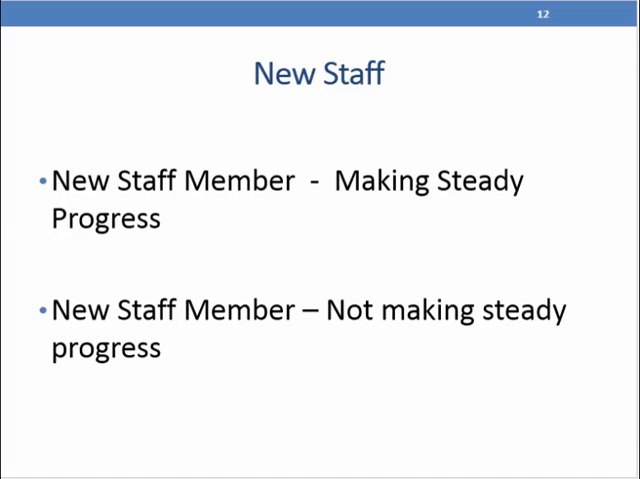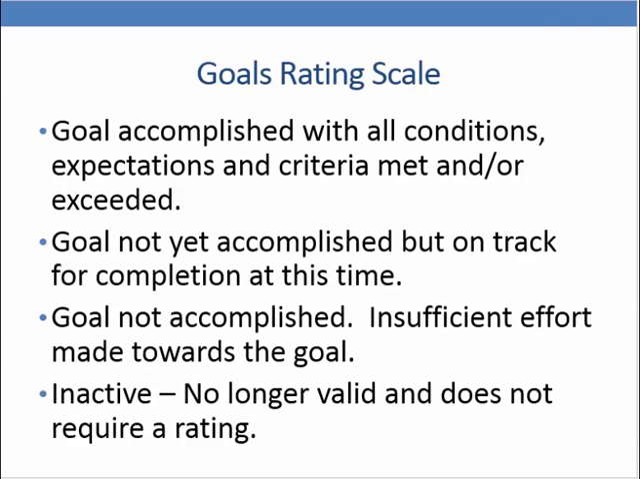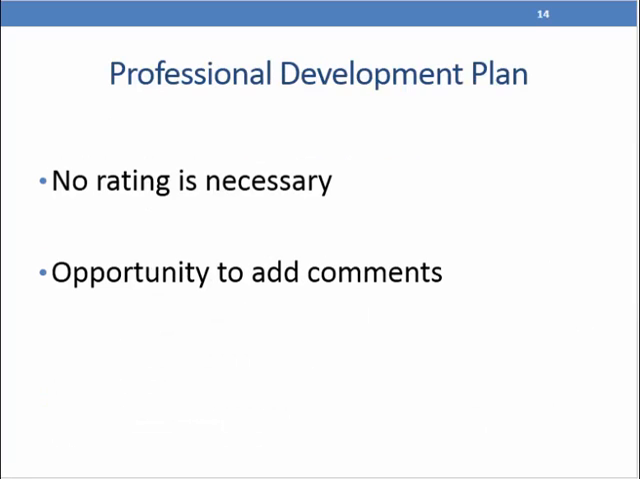For new staff, there are 2 additional ratings for someone who has worked at Grand Valley for 6 months or less. Since their work time has been limited, one of these simple ratings are used. The rating scale for goals is different, but again, self-reflect on your accomplishment of your goals that you created in your annual plan and choose a rating that you believe is appropriate. There is no rating scale for the professional development plan, but you will need to comment on your plan for the academic year.